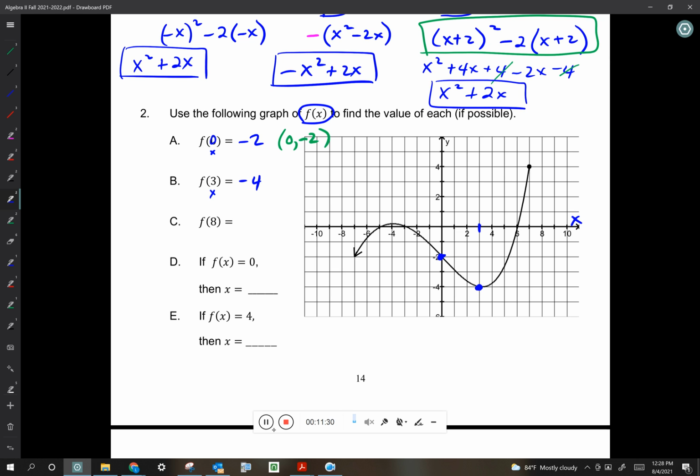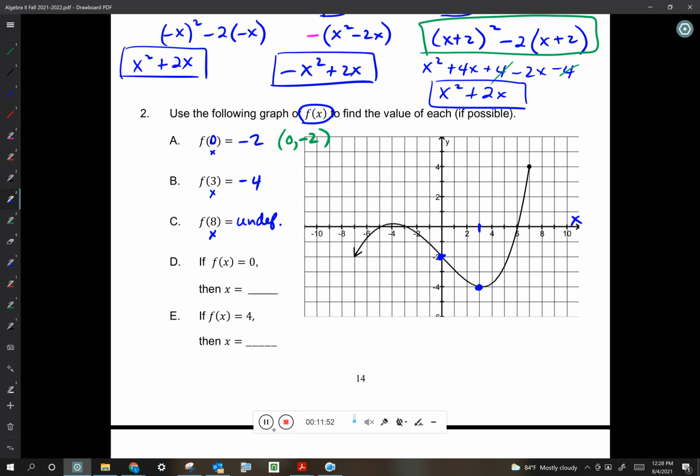Okay, same idea, letter C. The x is 8, so go to your x-axis, see where x is 8, and actually that's right along here, and it looks like the graph doesn't touch that, right? So what we would say is it's undefined. If there's no answer, you just say it's undefined.